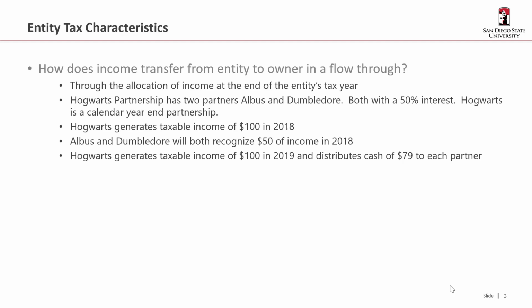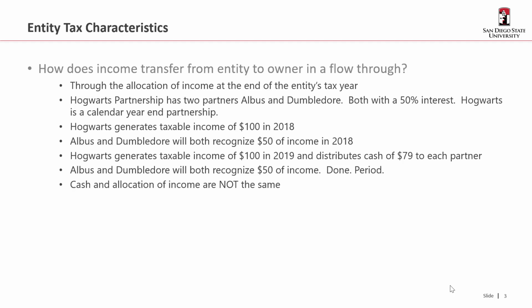So Hogwarts generates taxable income of $100 again in 2019, and this time it also distributes cash of $79 to each partner. Albus and Dumbledore will both recognize the same $50 of income. That's it, done, period. That cash has no effect. The distribution of cash and the allocation of income simply are not the same in a flow-through entity. Income is allocated whether the cash is or not.